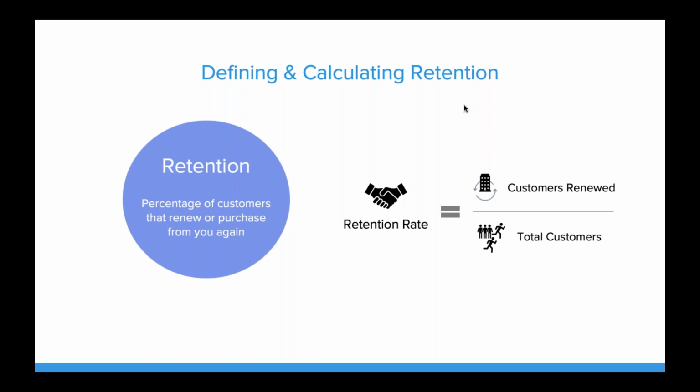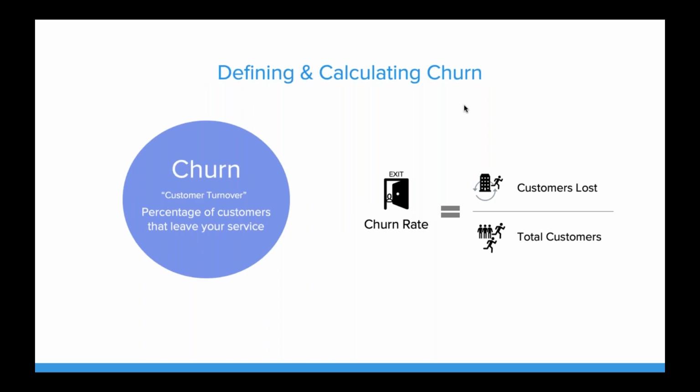But you saw I integrated the word churn in a lot of places throughout the presentation. So let's define that. Churn is really just the opposite. It's the perhaps more negative way of looking at retention. It's the customer turnover, the customers that we have lost. So here we have the percentage of customers that leave our service. That's our churn rate. And so to calculate that, we're looking at the customers that we've lost divided by our total customers. And that tells us perhaps how unhealthy our business is. Hopefully it's a nice low number. And we're going to talk about how we can keep that number nice and low.